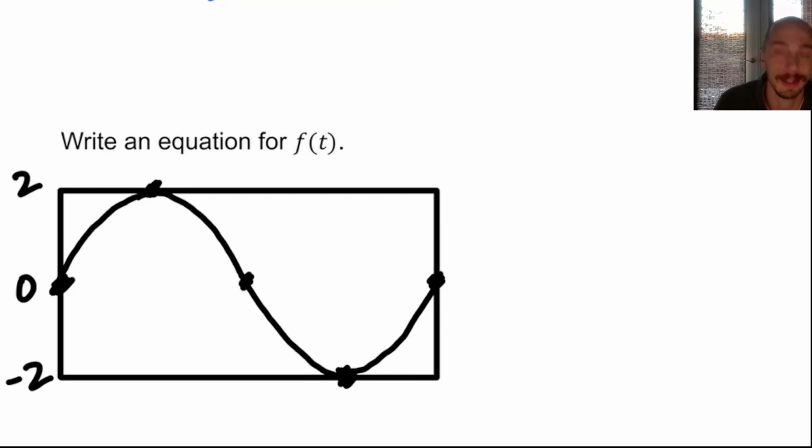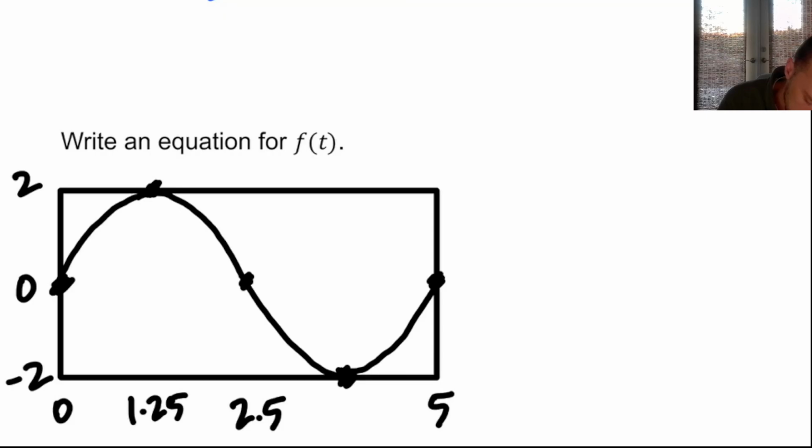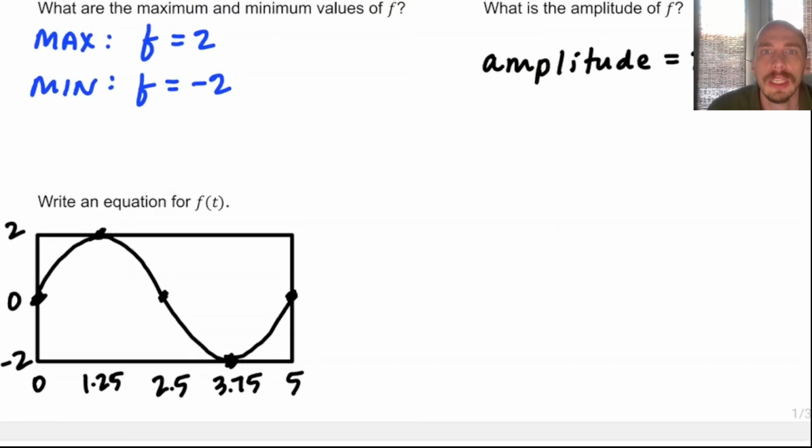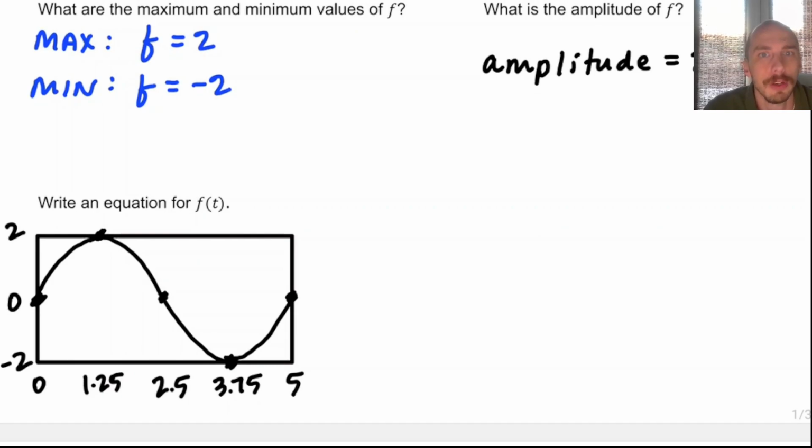And we started at t equals 0. We said the period was 5 seconds. So that's going to be 2.5, 1.25, that would make this 3.75. I'm not sure if that's going to be necessary. No, it's definitely not. But I've got a kind of a graph, and it'll be easiest for us to write an equation, in my opinion, from a graph.